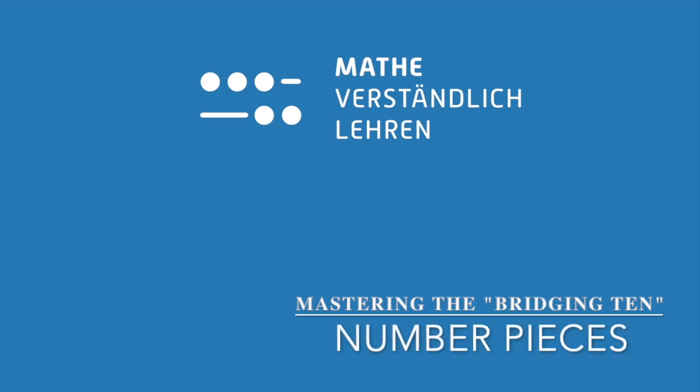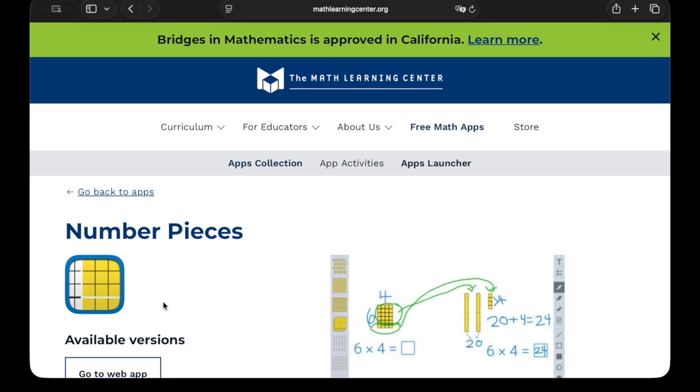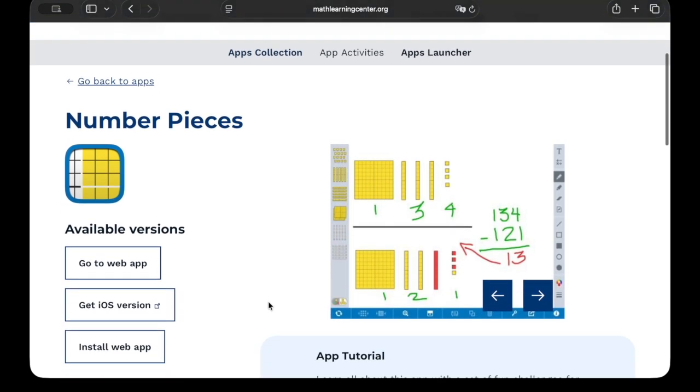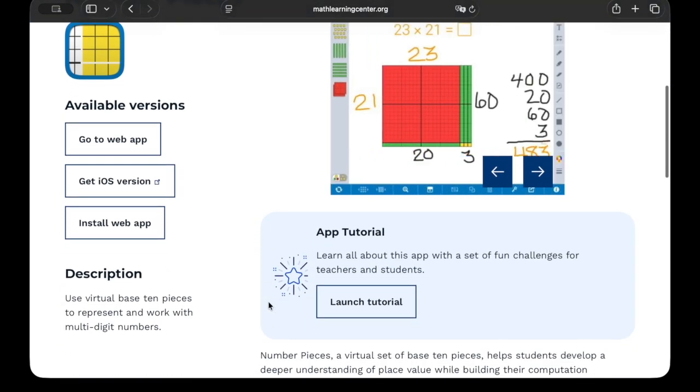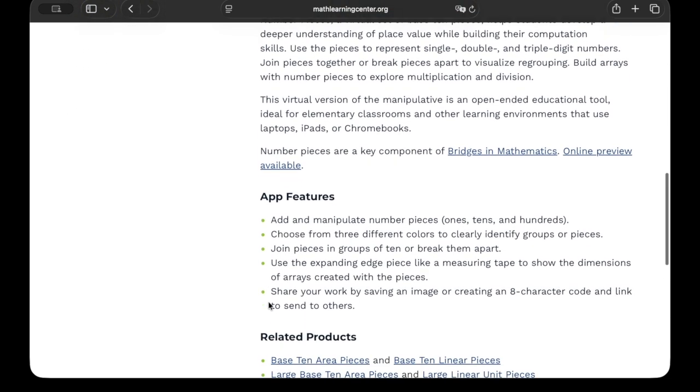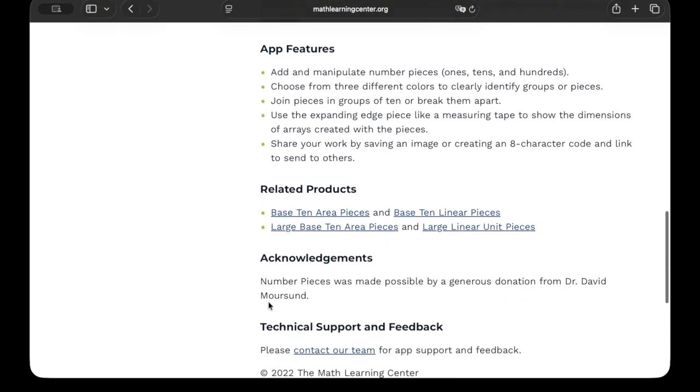So today, let's dive into a very specific tool, one called Number Pieces from the Math Learning Center. Okay. And we're going to look at it through the lens of what I think is one of the biggest headaches in early math education. Let me guess. The bridging 10 moment in subtraction? That's the one. That exact threshold where so many first graders just stumble.